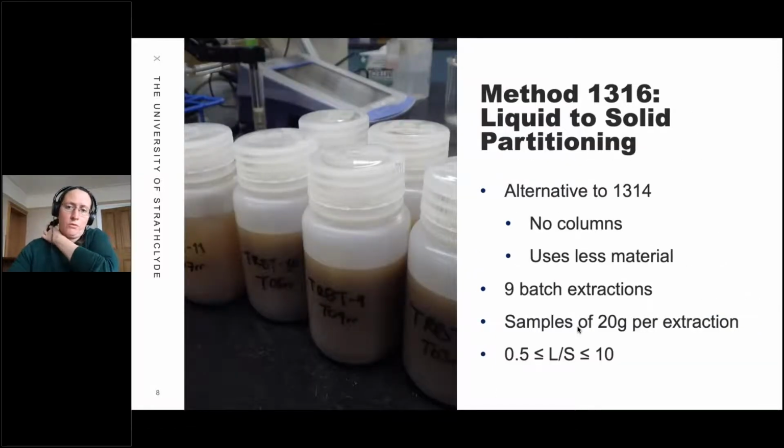Just to show you the alternative method for column leaching, if you don't have the equipment or the material, you can always do it as a batch test instead. Samples of 20 grams. Here you don't have to iterate like 1313 because you're not trying to target a pH, you're targeting different liquid to solid ratios. So it's very easy to control that.